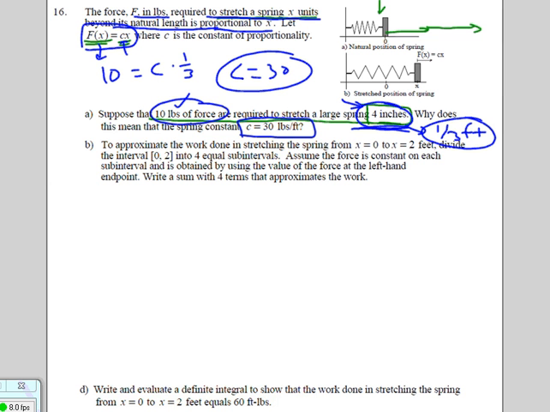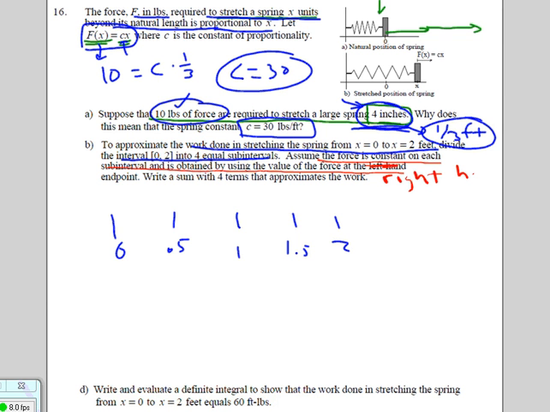It says to approximate the work done in stretching the spring from 0 to 2 feet, let's divide the interval into 4 equal subintervals. So 0 to 2 feet, 4 subintervals. And we want to assume that the force is constant on each subinterval. And again, we've been using left hand, let's use a right hand endpoint. So let's write a sum with 4 terms that approximates the work.